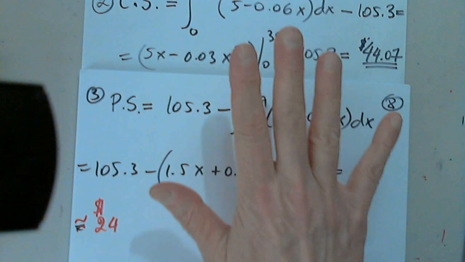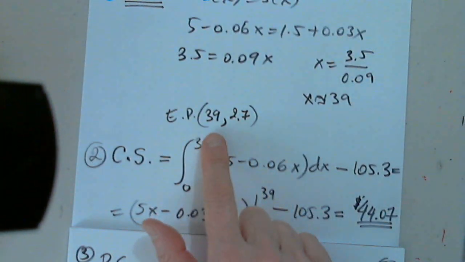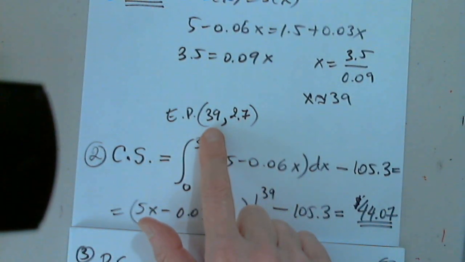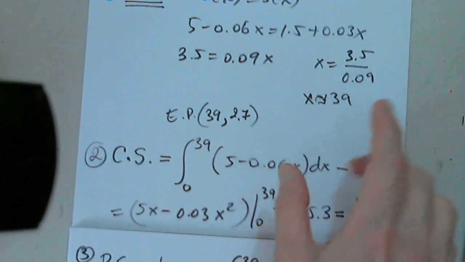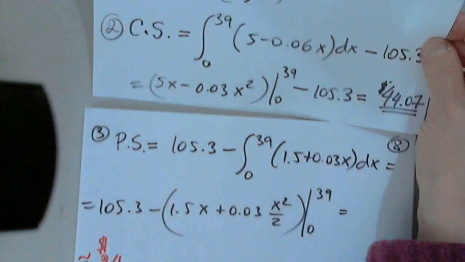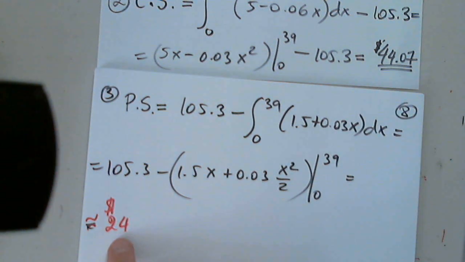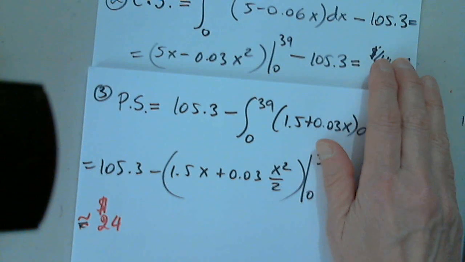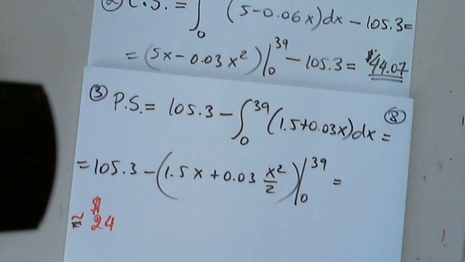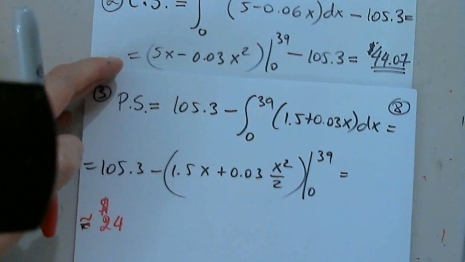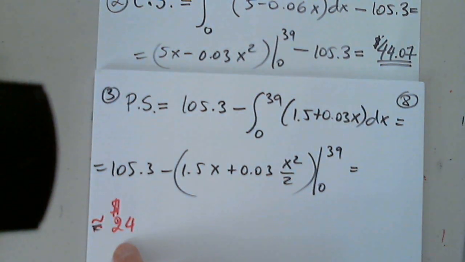So what does this mean? When the producer is selling us 39 units at $2.7 per unit, they are pocketing $24. In other words, the price should have been a little bit lower. Okay, so that is their surplus. That's all there is to consumer surplus and producer surplus.